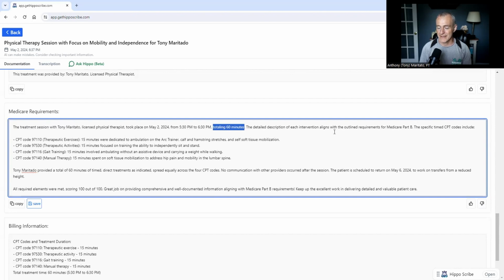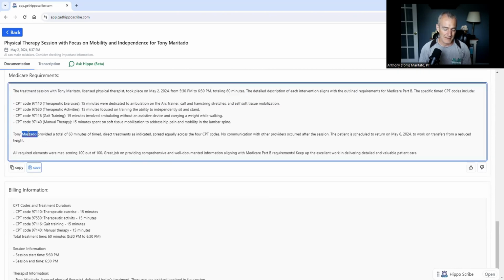Detailed description of the intervention aligns with the outlined required Medicare Part B for specific CPT codes. Tony Maritato provided a total of 60 minutes of timed direct treatment as indicated, spread equally across the 4 CPT codes. So it's just kind of reviewing. All requirements were met, scoring 100 out of 100. Great job providing comprehensive and well-documented information aligning with Medicare Part B requirements. Keep up the excellent work in delivering detailed and valuable patient care.